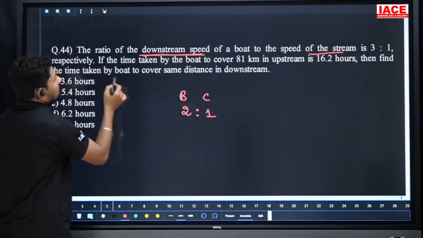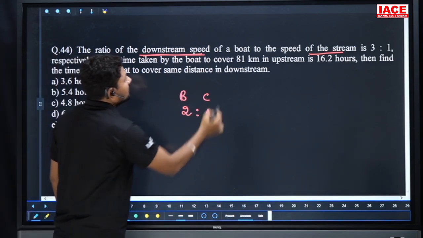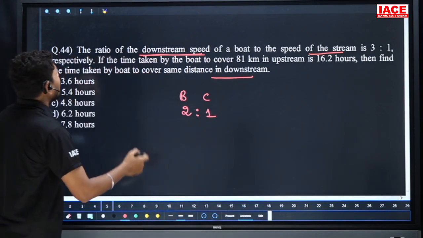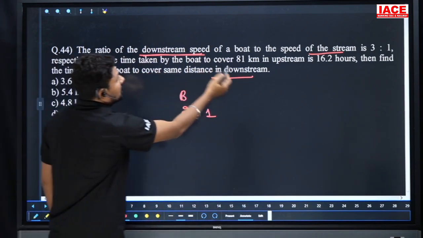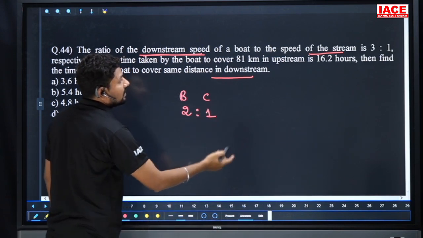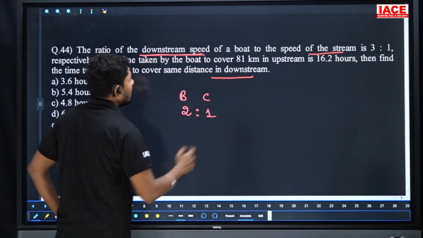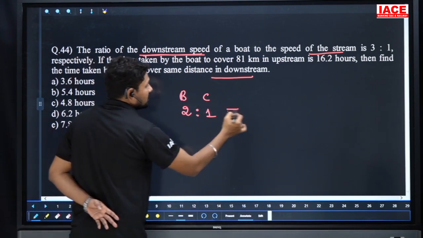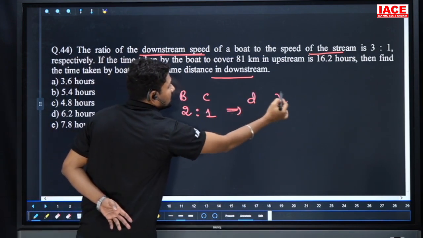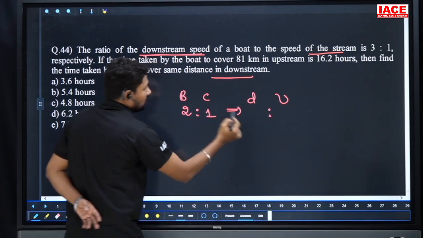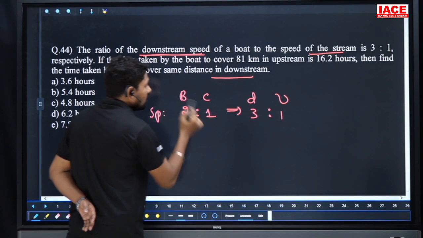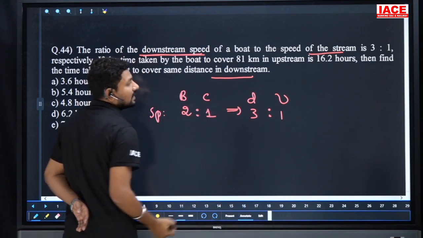Then find the time taken by the boat to cover the same distance downstream. We need the downstream time required, if the time taken by the boat to cover 81 kilometers upstream is 16.2 hours. Upstream time is given. The boat speed and current speed are mentioned. From this we can write the downstream and upstream speeds: 2 plus 1 is 3, and 2 minus 1 is 1. These are the speeds now.